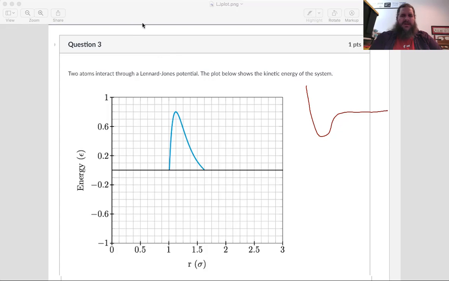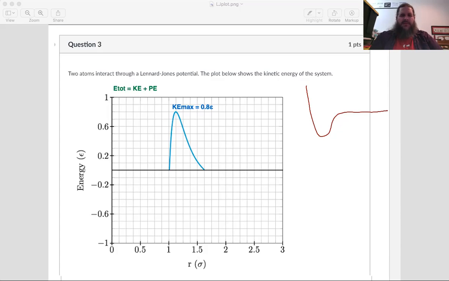Yeah, we do know the maximum kinetic energy. It looks like kinetic energy maximum is 0.8, and that's in units of epsilon. So the kinetic energy maximum is 0.8 epsilon. And we can find total energy if we know the potential energy at that instant, because we know total energy is kinetic energy plus potential energy.